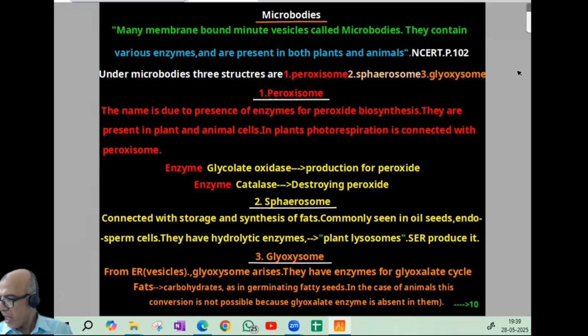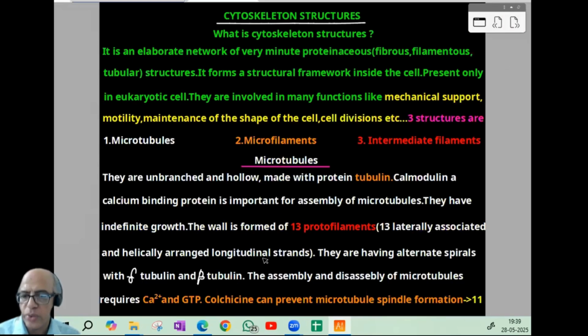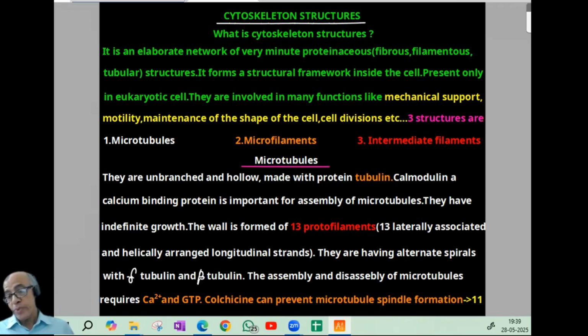Now comes the last structure, cytoskeletal structures. What are cytoskeletal structures? It is an elaborate network of very minute proteinaceous, that is fibrous, filamentous, and tubular structures. It forms a structural framework inside the cell and is present only in eukaryotic cells. They are involved in many functions like mechanical support, motility, maintenance of the shape of the cell, cell division, etc.